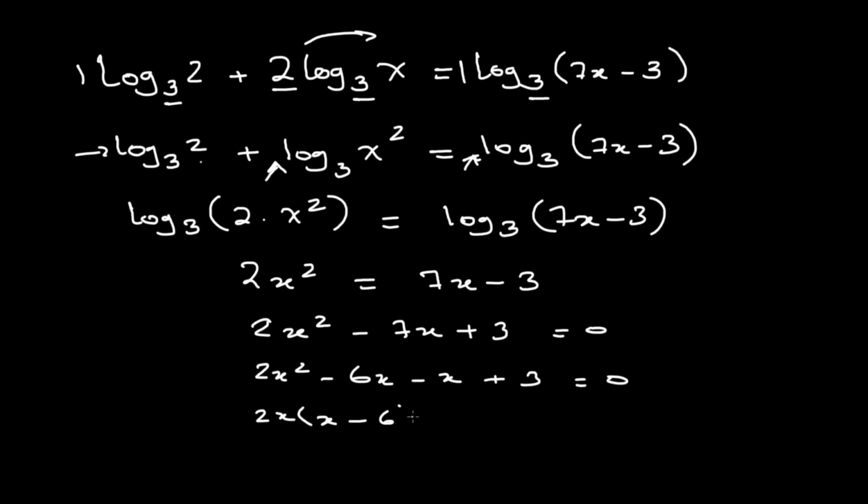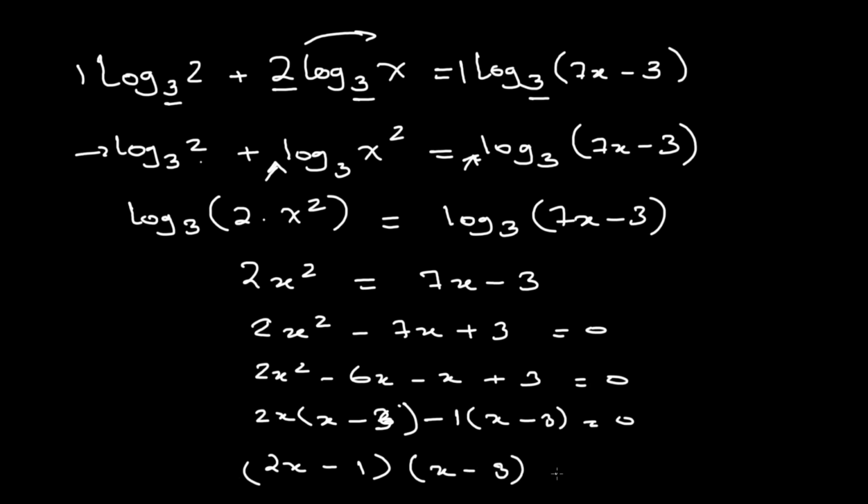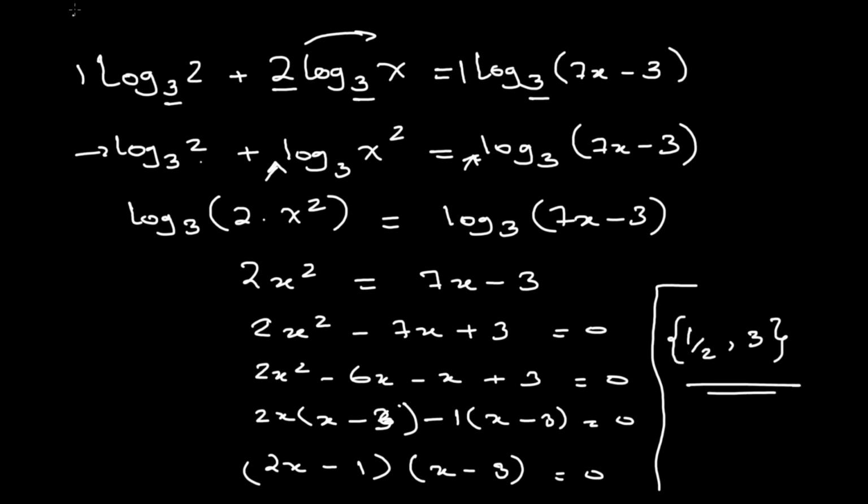Okay, we get 3, not 6. Then here I factor out minus 1. Then we have x minus 3 is equal to 0. Then we have 2x minus 1 and x minus 3 is equal to 0. So therefore, our solution set becomes 1 over 2 and 3. So that's our solution set for the values for x.